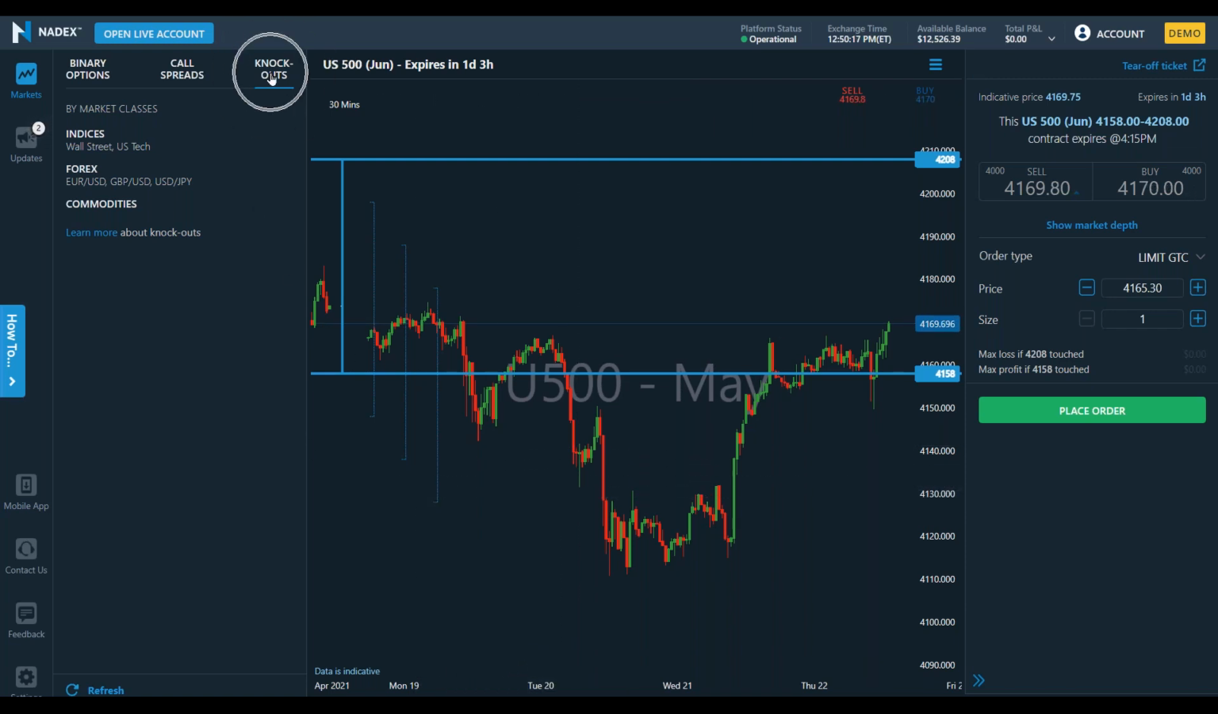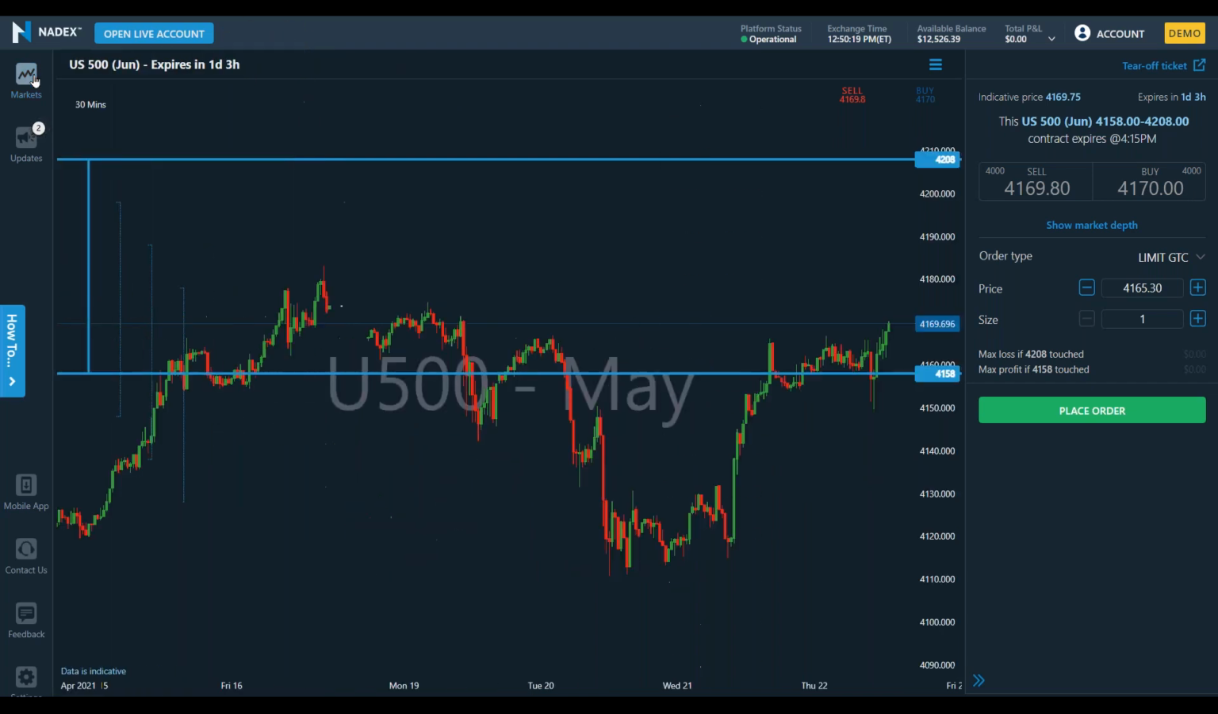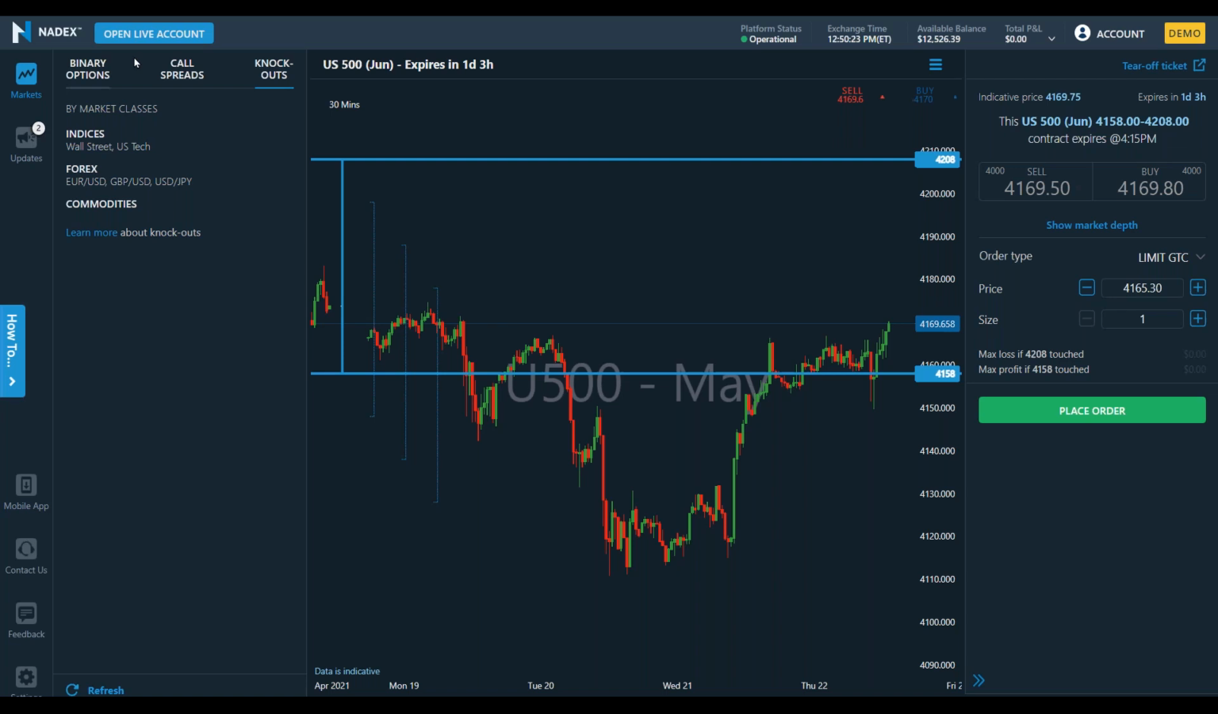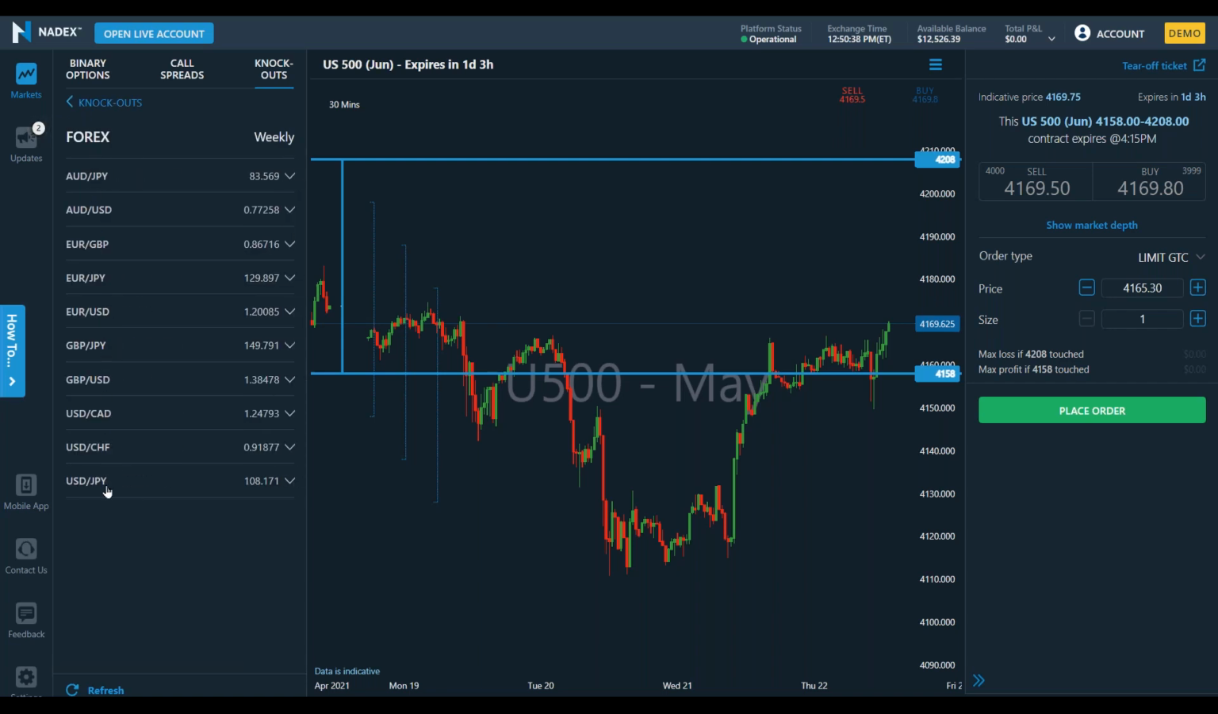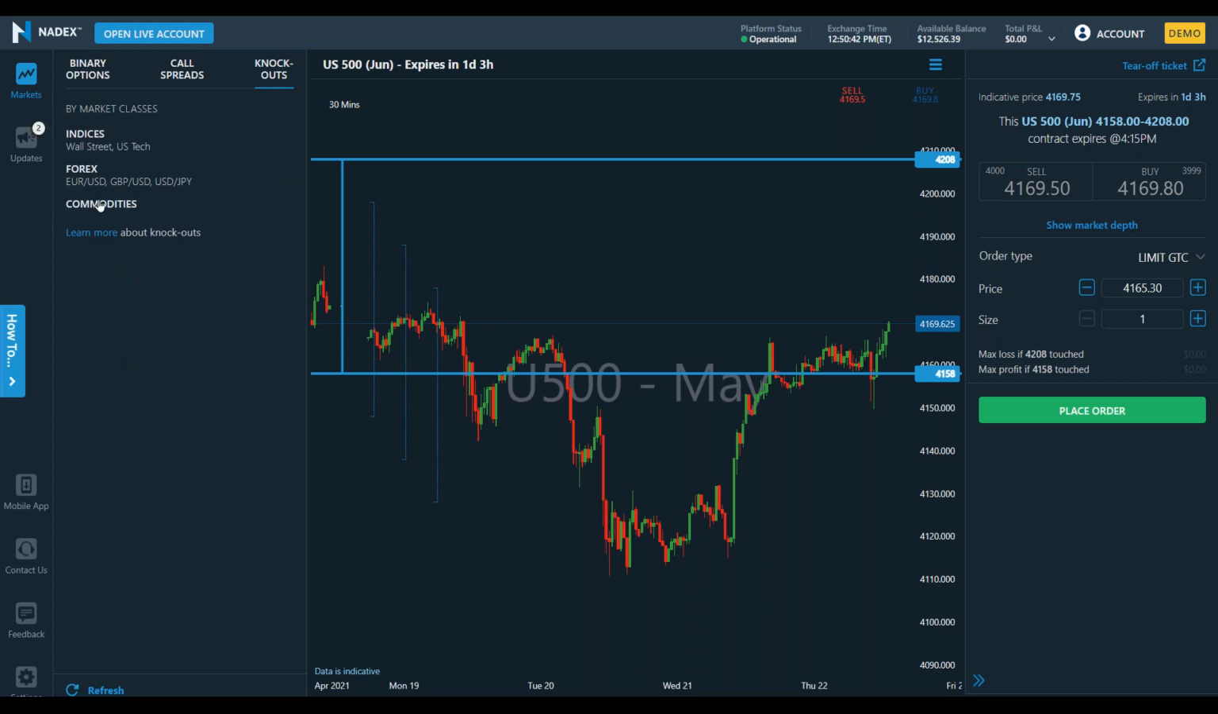Okay, so on our markets, little section over here in the upper left-hand corner, I'm going to open up markets. We've got our products: binary options, call spreads, knockouts. I'm going to start with knockouts. In knockouts, you can see we've got equity indices, foreign exchange markets, all the major pairs. So you can choose any one of those if you like to trade Forex. And we've got commodities, the two big ones, crude oil and gold.